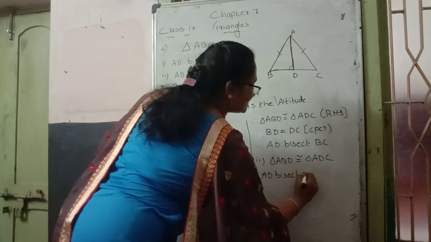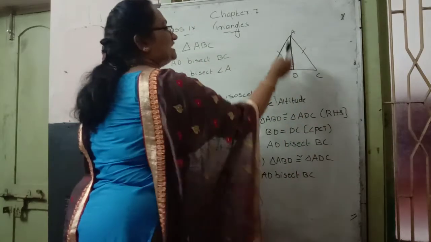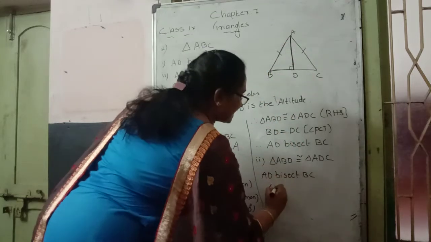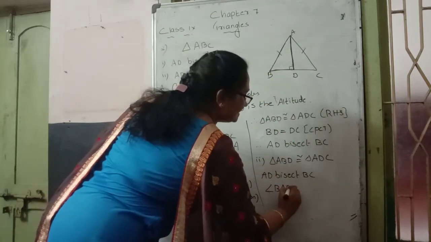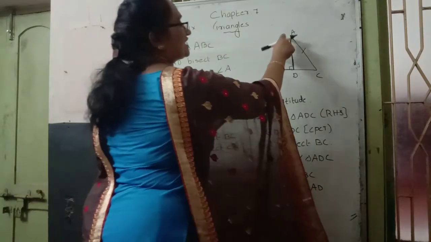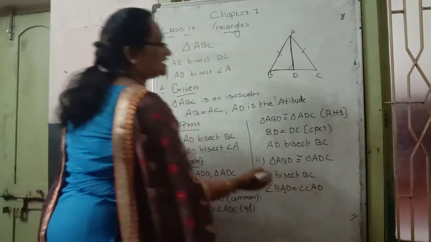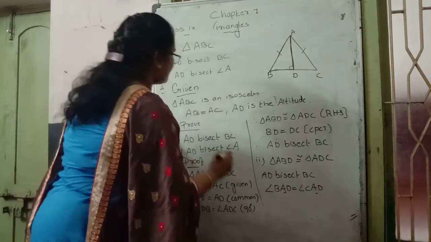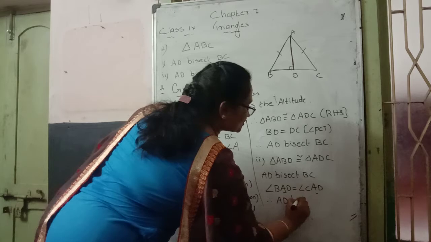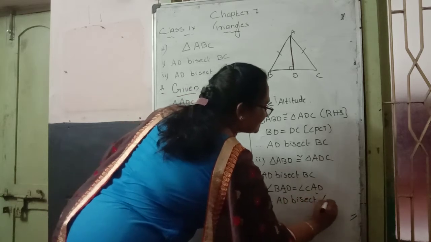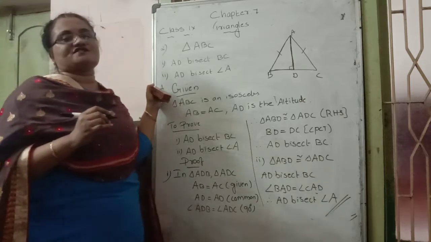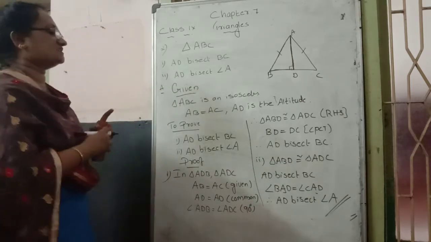AD bisects BC. That's why the line AD cuts angle A into two equal angles, which are angle BAD equal to angle CAD. So these two angles at vertex A also become equal. Therefore, we can say AD bisects angle D, and AD also bisects angle A. Hence we proved the question. I hope you can understand this one.